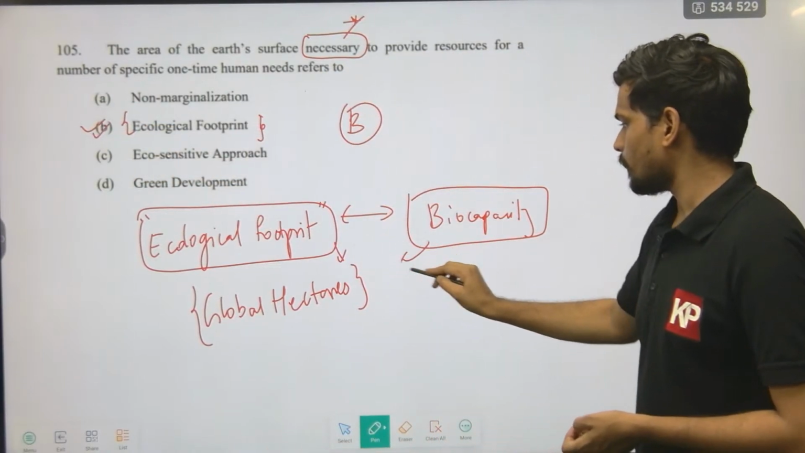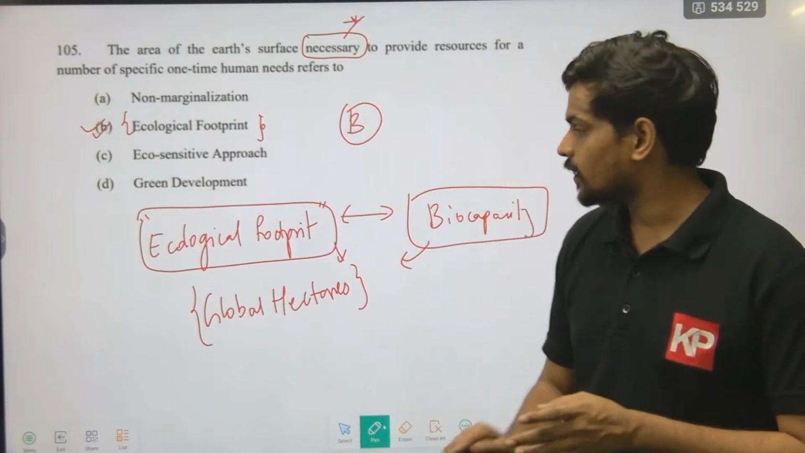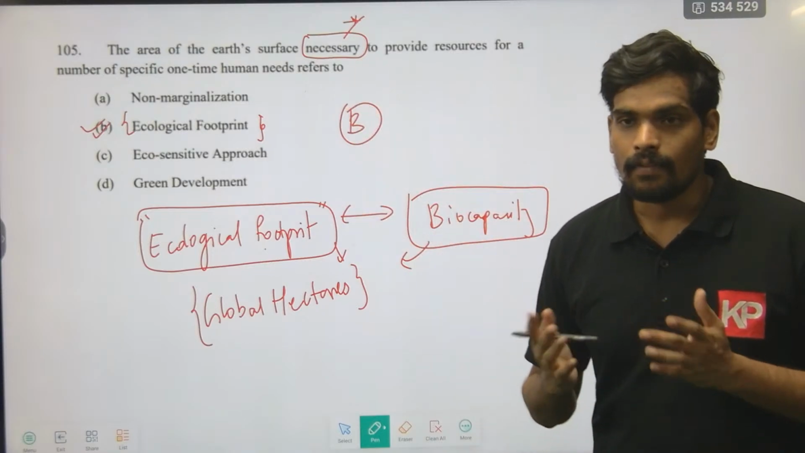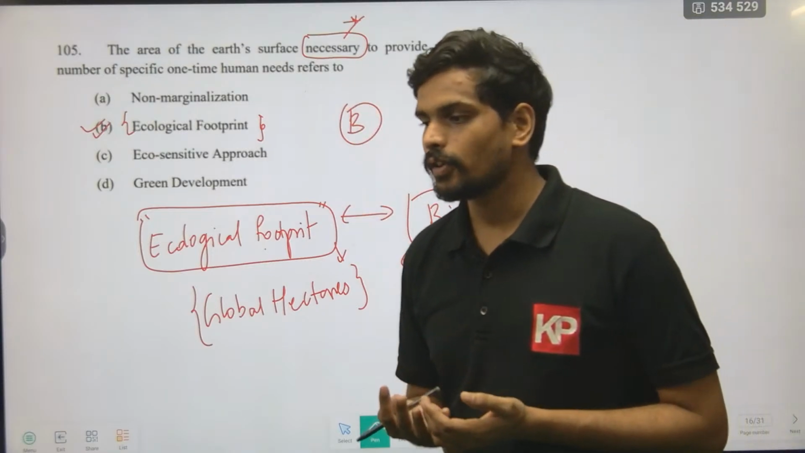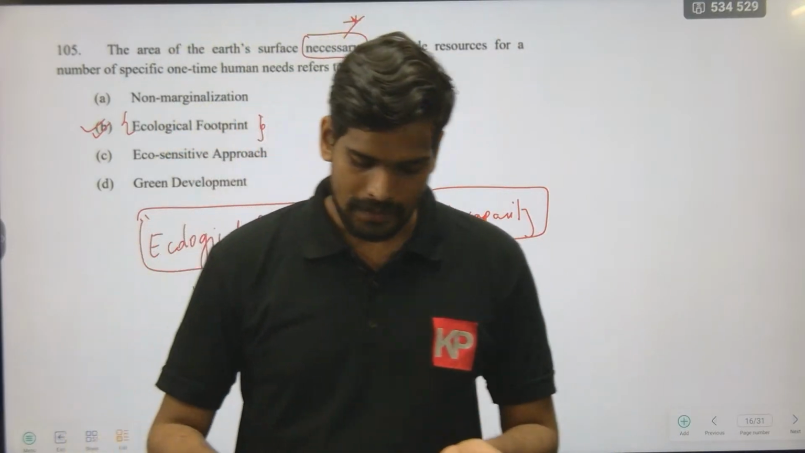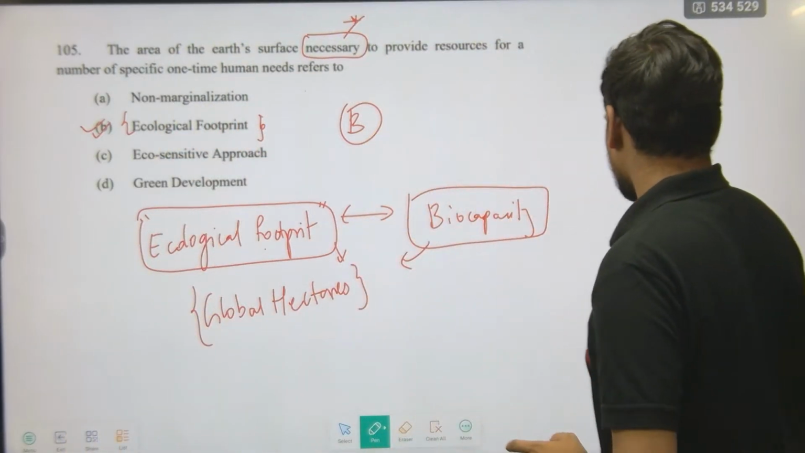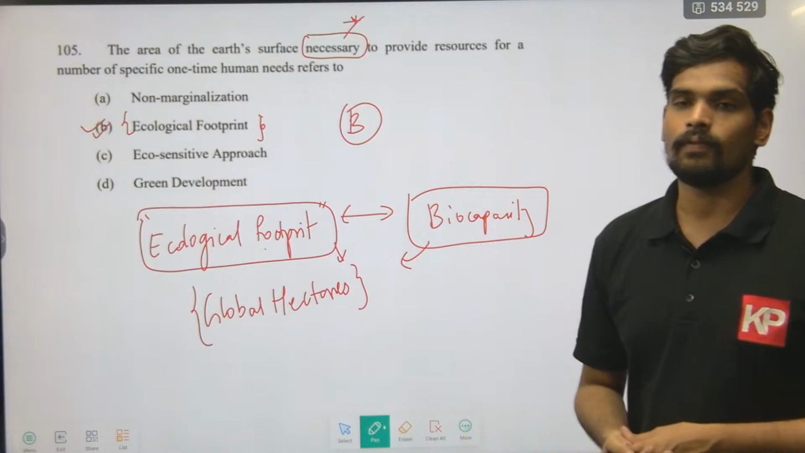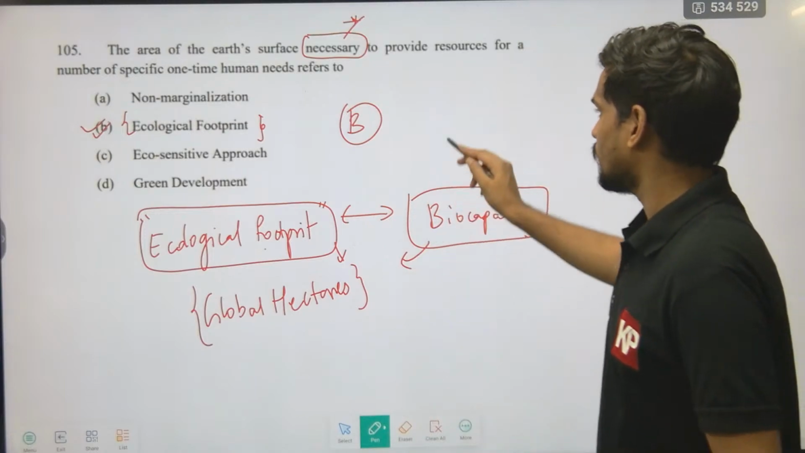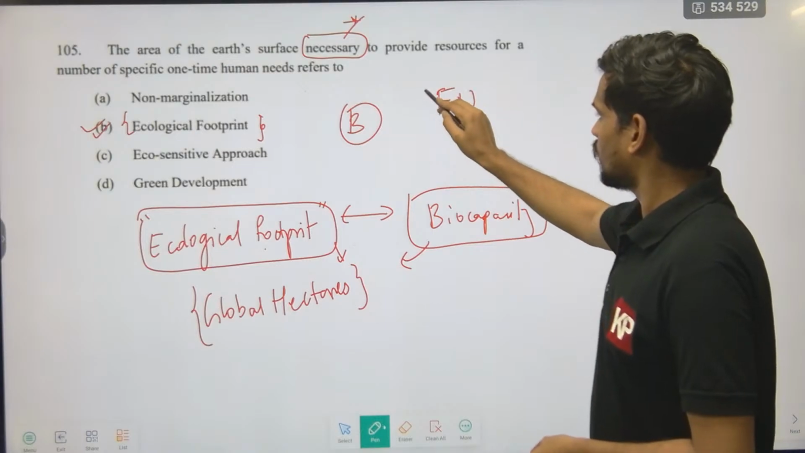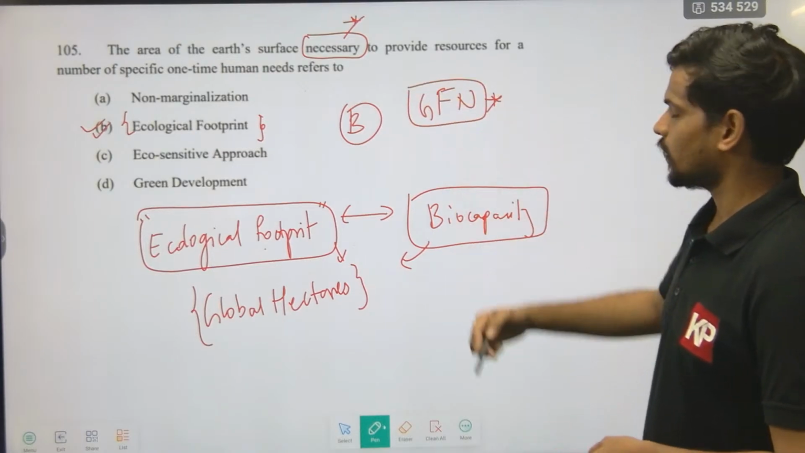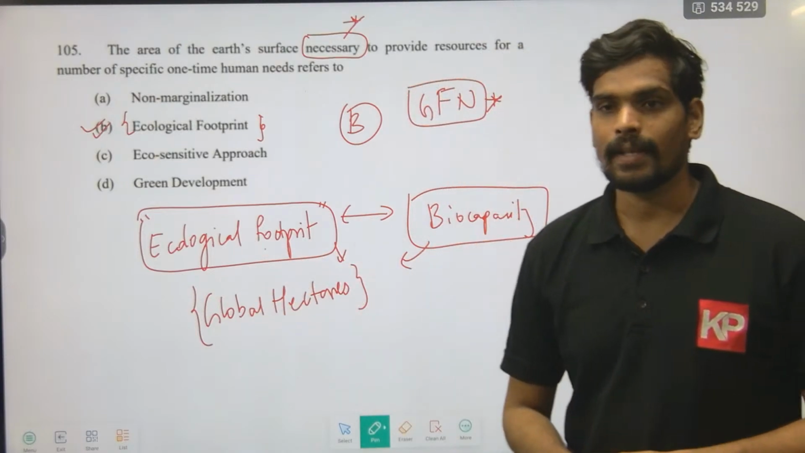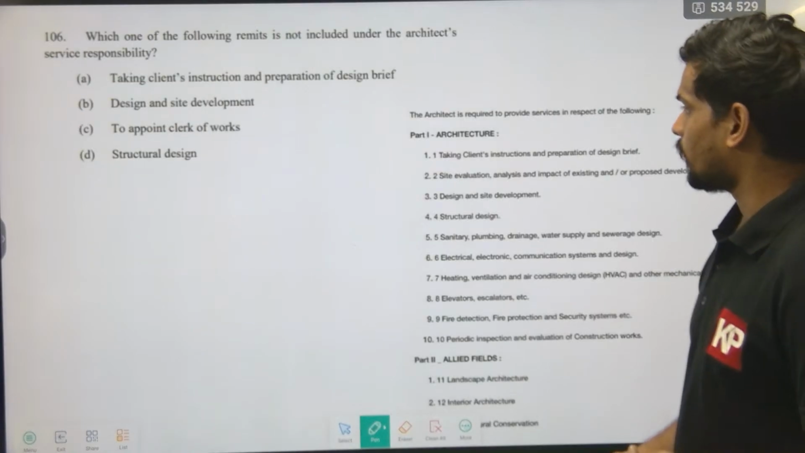Both ecological footprint and biocapacity are measured in global hectares. The only difference is ecological footprint is the demand, the need for the community. Biocapacity is the availability. When you compare these, you can understand the sustainability level with respect to the practices of that community. That's about question number 105. For further study of such definitions, you can look into the portal website of Global Footprint Network, GFN. On their website, you can find the definitions of all these terms, including ecological footprint, global hectare, biocapacity, and so on. That's about question number 105.